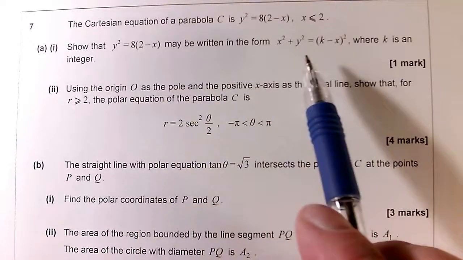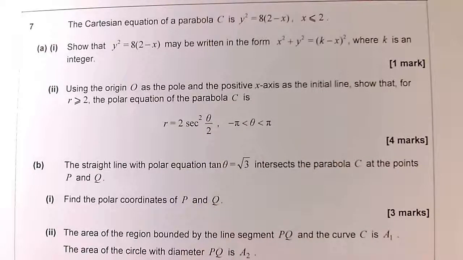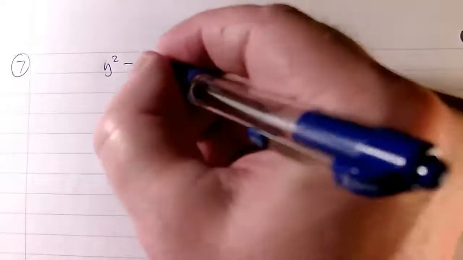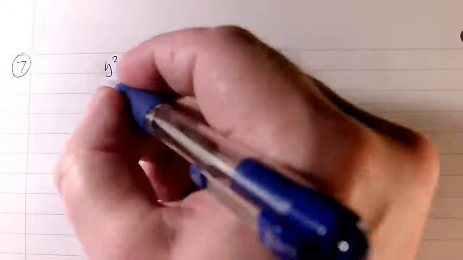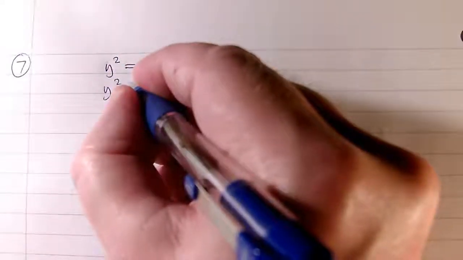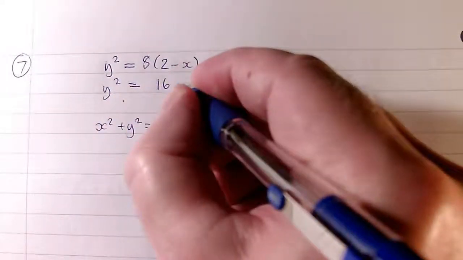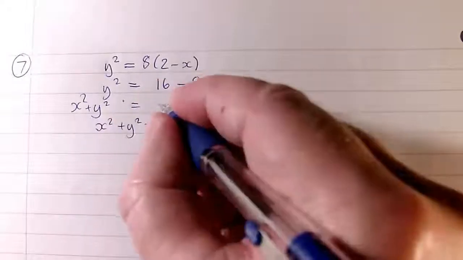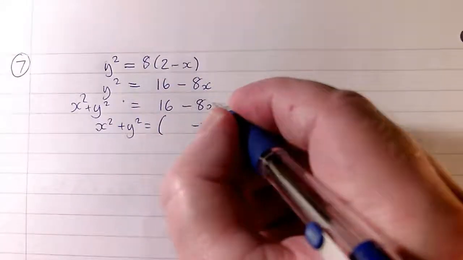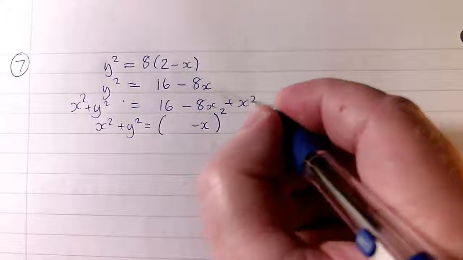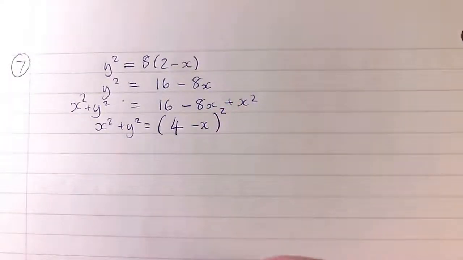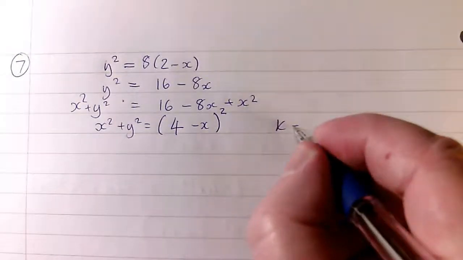This is equivalent to this. We've just got to find out the value of k. So they want me to go from this to something like this. So, sorry, that's an equal sign. So if I multiply out the brackets, y squared equals 16 minus 8x, and if I add the x squared in, so x squared plus y squared equals 16 minus 8x plus x squared, I've just got to see that this factorizes as 4 minus x times 4 minus x, and I've done part A, so my k equals 4.